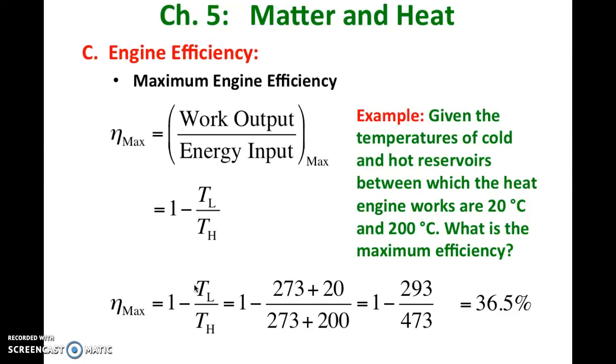For example, find the maximum efficiency of the heat engine when the engine operates between the reservoirs of 20 and 200 degrees Celsius. According to the efficiency formula, the maximum efficiency can be calculated and obtained as 36.5%. Here again, we need to add 273 to the temperature to change it to the absolute temperature.